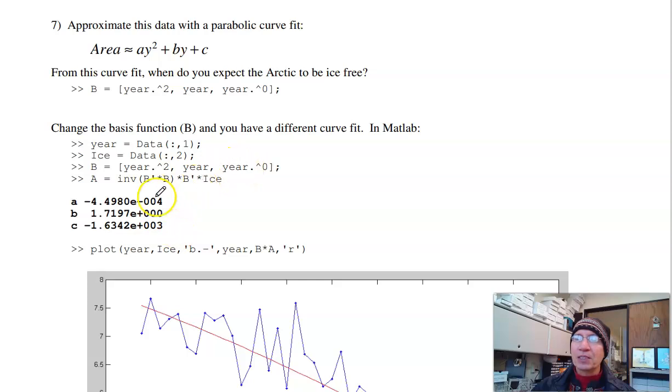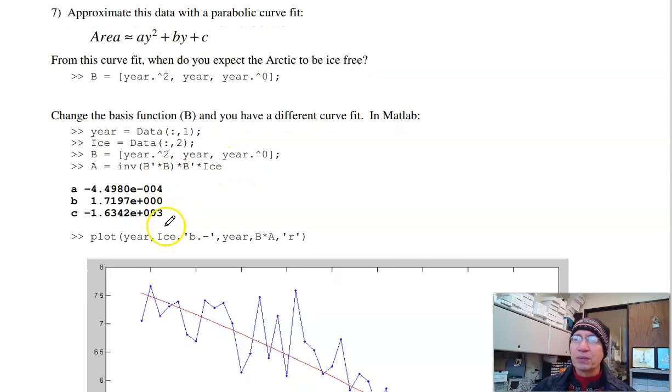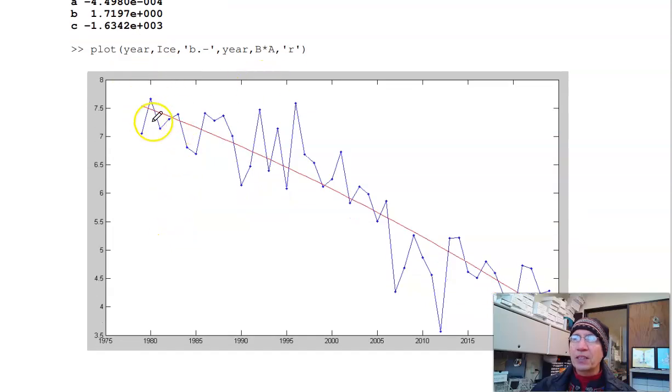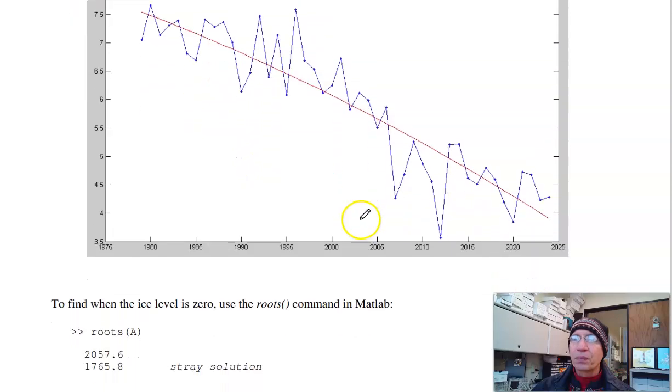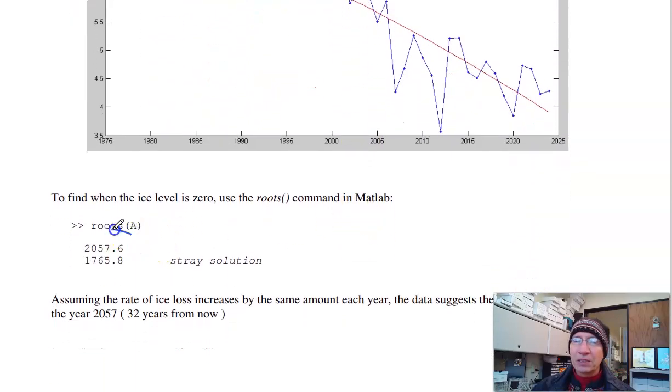I get my 3 constants, year squared, year, and 1. Plot the two together, I get maybe a slightly better curve fit. Using parabolic curve fit, I should be ice-free in the year 2057. 32 years from now.